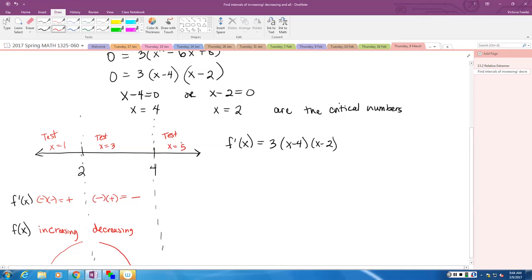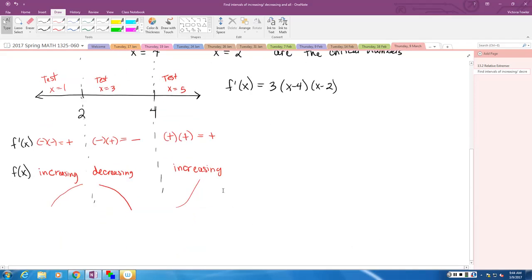You plug that into the quantity x minus 4, so you're going to get a positive 1. I don't care that it's 1, but it's positive. And then 5 minus 2 is positive. So that means f prime is positive on that entire interval, which means my function is increasing. Okay, so I have decreasing, and then I am now again increasing. Okay, so I've kind of drawn in the thoughts here.